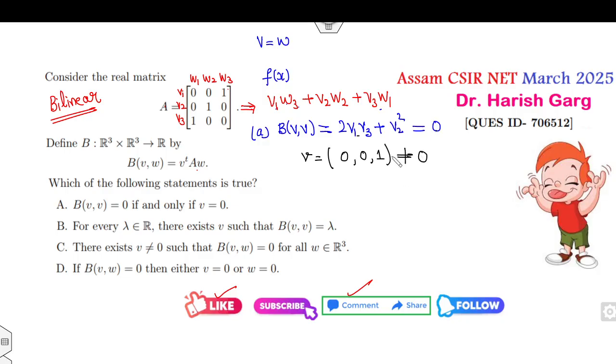Or you can also choose another number, say V1 is minus half and V3 is 1, so this number is minus 1. Again you can see this is non-zero and B of (v, v) is 0. So the first option is cancelled. Fine. Second one.